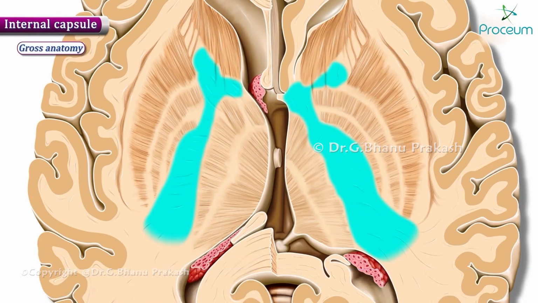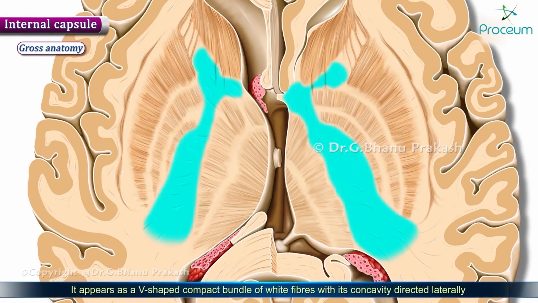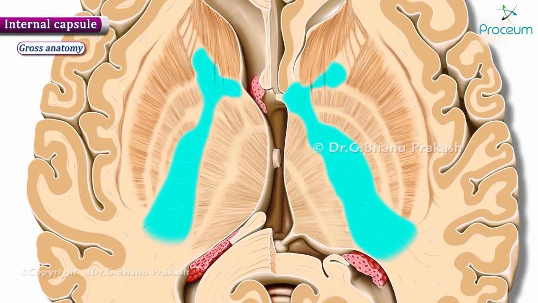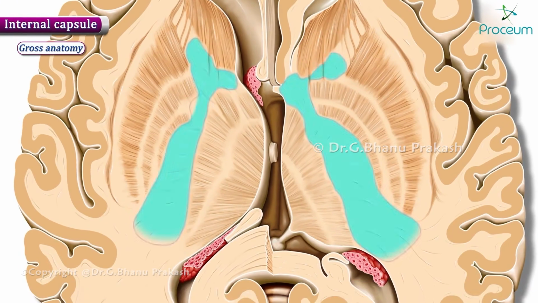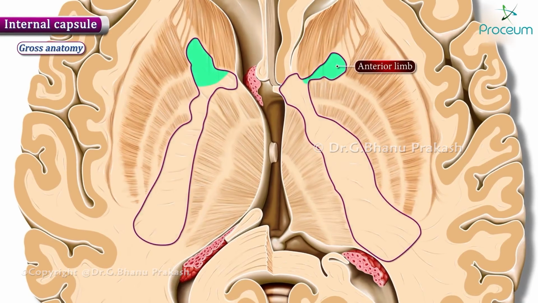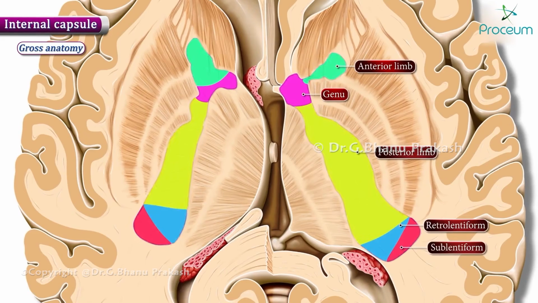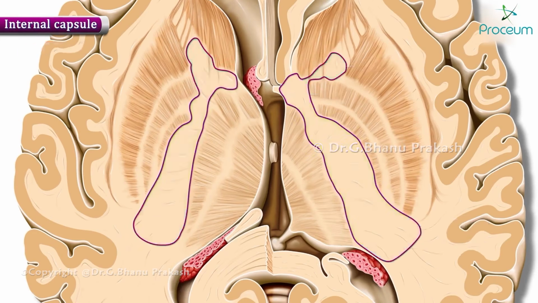Gross anatomy. The internal capsule appears as a V-shaped compact bundle of white fibers with its concavity directed laterally and is made up of 5 parts. These are the anterior limb, genu, posterior limb, retrolentiform, and sublentiform parts of the internal capsule.